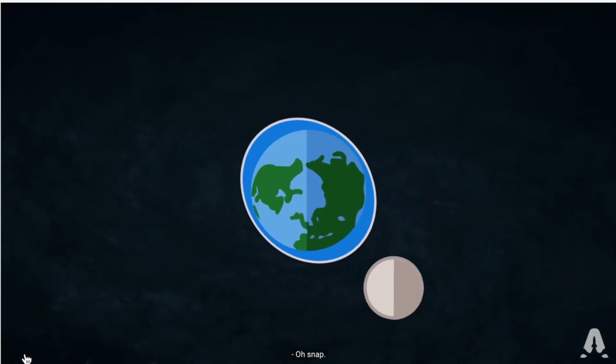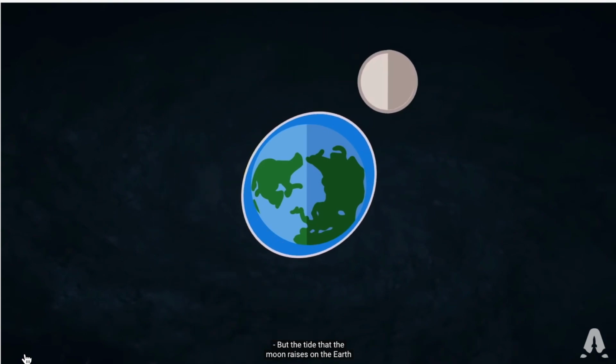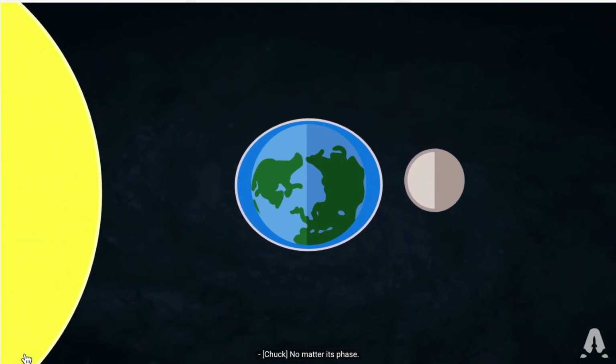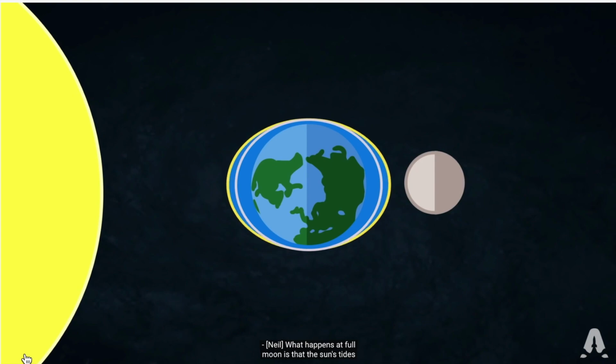There are some people who believe that when you have a full moon, what you have is a higher tide because you have a fuller moon. You do have a higher tide. But the tide that the moon raises on the Earth is basically the same no matter its phase. What happens at full moon is that the sun's tides add to the moon's tides precisely. We talking about a tide assist from the sun? Tide assist. And that coincides with the full moon.